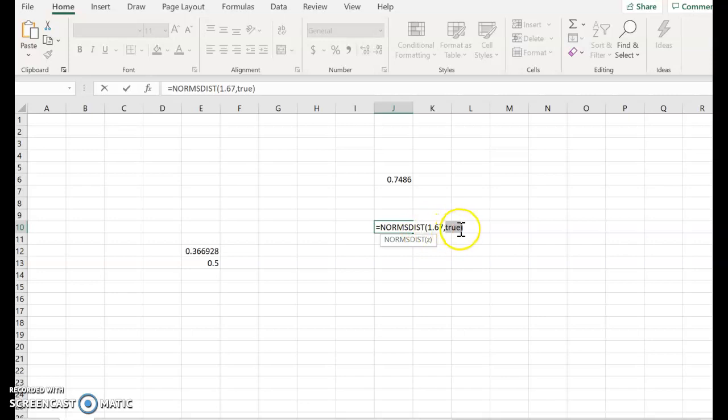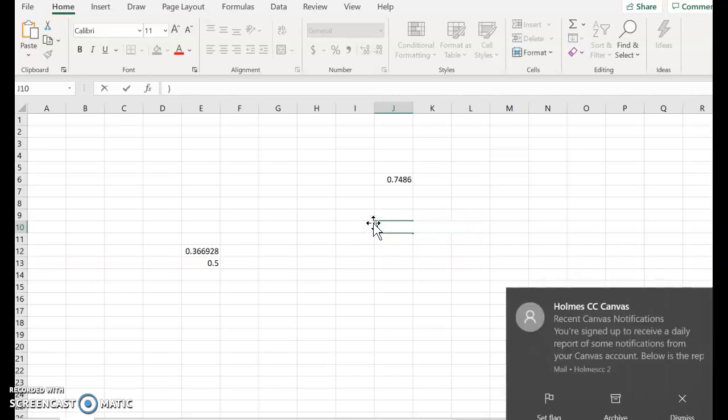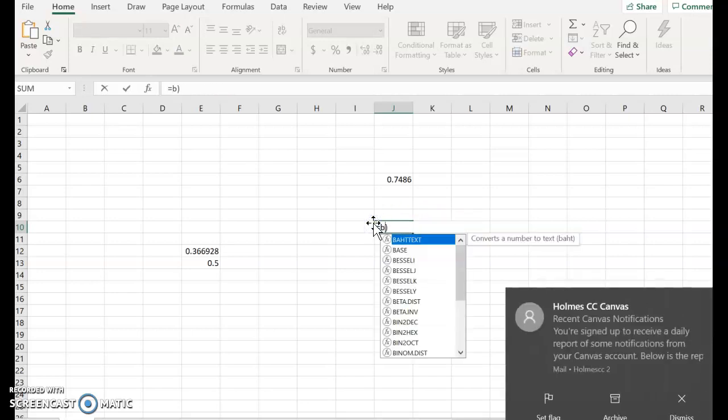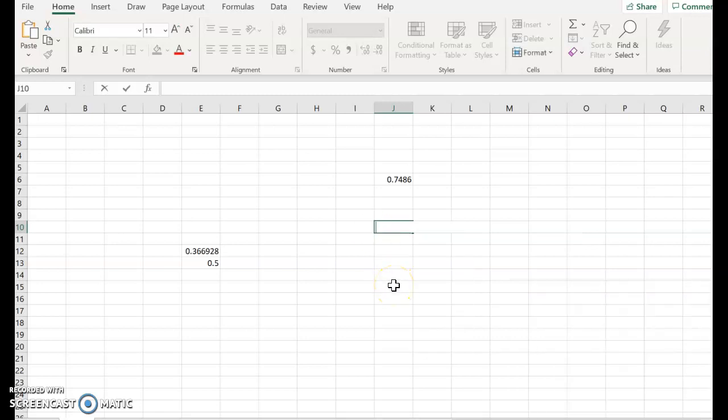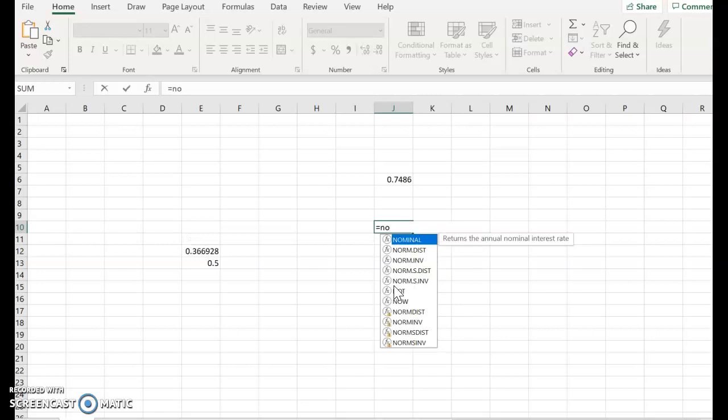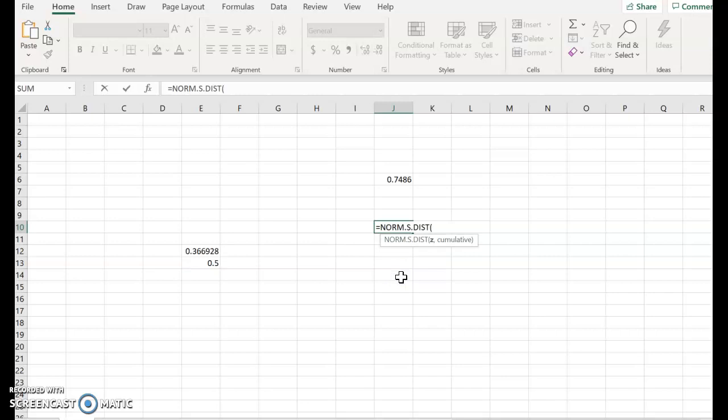Let's see what I did. Let's start over. Equals norm, okay, norm dot s, so there is a dot. I thought it was norm dot s dot dist. Okay, 1.67, and we want it to be true.